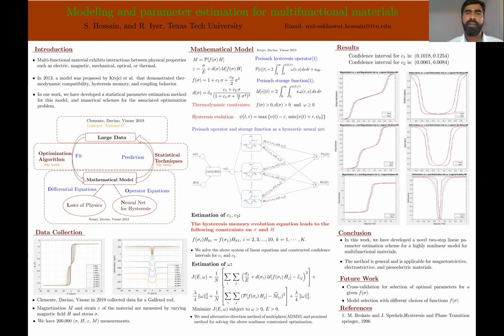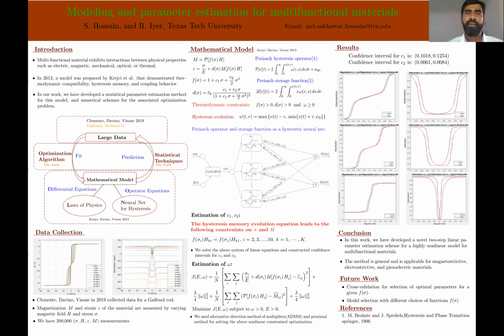The hysteresis memory evolution equations lead to a system of linear equations, and we can estimate the values of C1 and C2 by solving the system of linear equations. We can set a range for the possible values of C1 and C2 by solving a set of systems of linear equations and constructing the confidence interval for C1 and C2. We can estimate the weight omega by solving a constrained nonlinear optimization problem using the alternating direction method of multipliers.